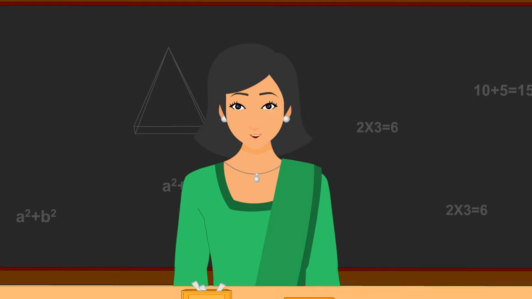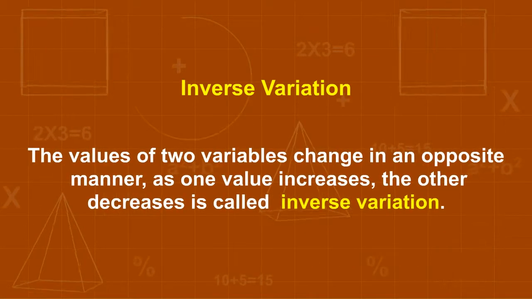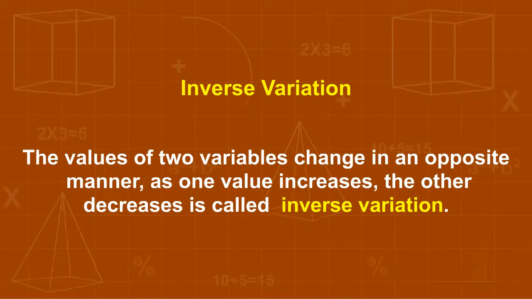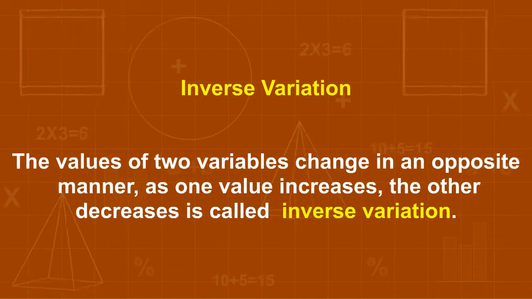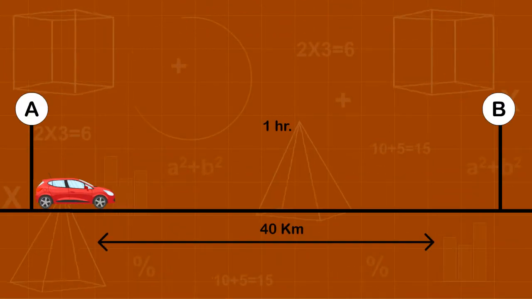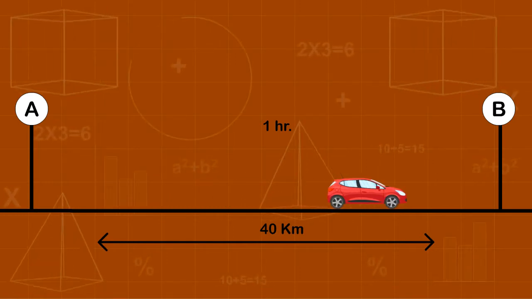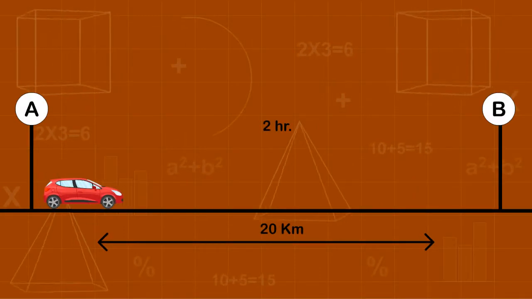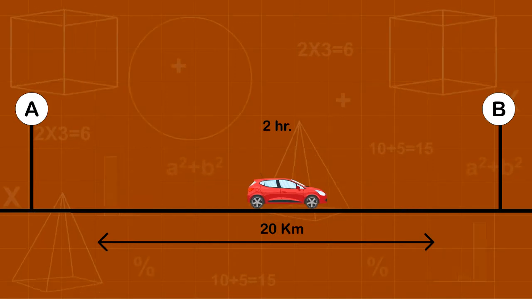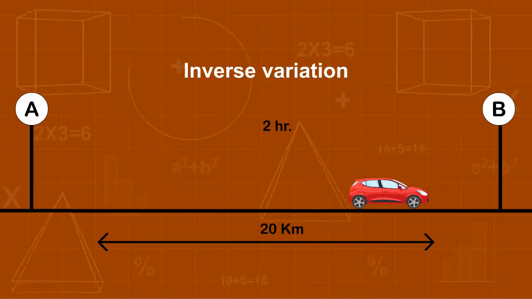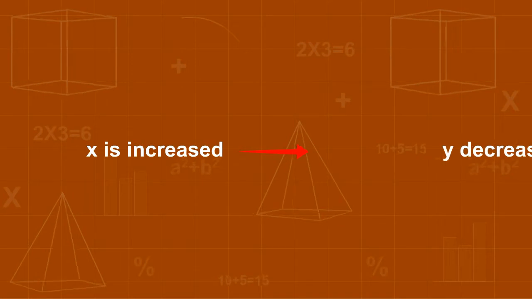Now children, we will learn and study inverse variation. When the values of two variables change in an opposite manner, as one value increases, the other decreases, it is called inverse variation. For example, a car traveling at 40 kilometers per hour can cover 40 kilometers in an hour. If the car's speed decreases to 20 kilometers per hour, it will take the car 2 hours to cover the same distance. In case of inverse variation, if the value of x is increased, then y decreases.